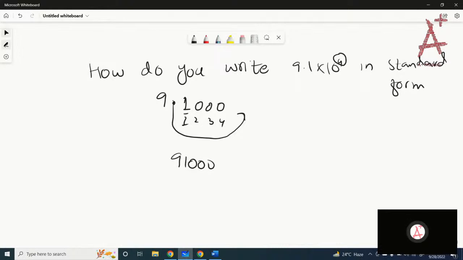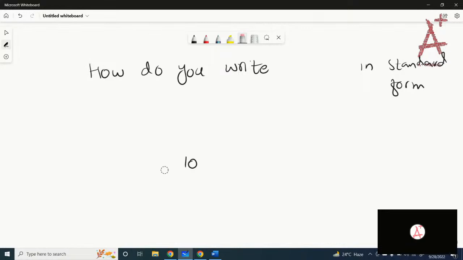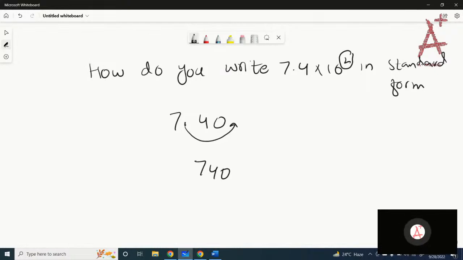Okay, the next one is, how do you write 7.4 times 10 exponent 2 in standard form? So you have to look for the exponent of 10, that is 2. That means you have to move the decimal point 2 places right. You already have one decimal place, just add 1 zero to make 2 places and move the decimal point from here to here. It will be then 740.